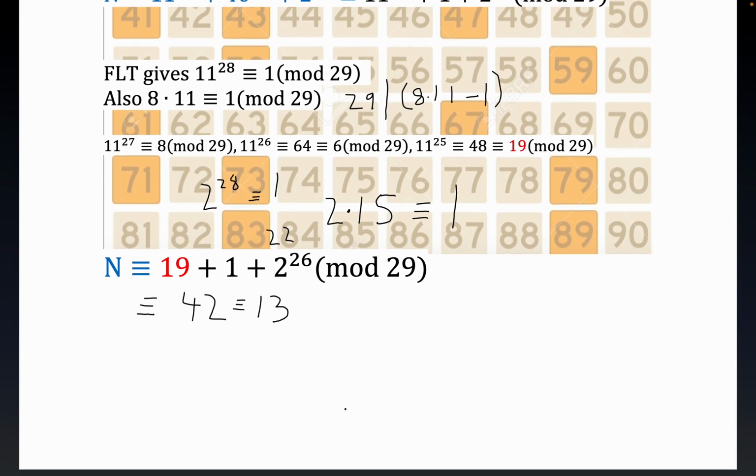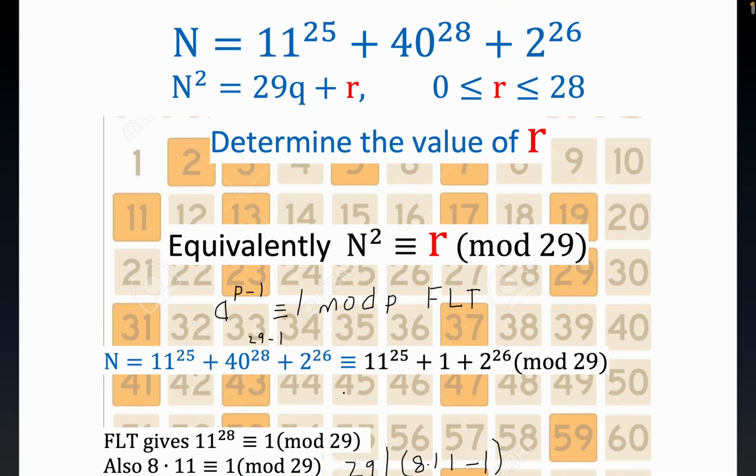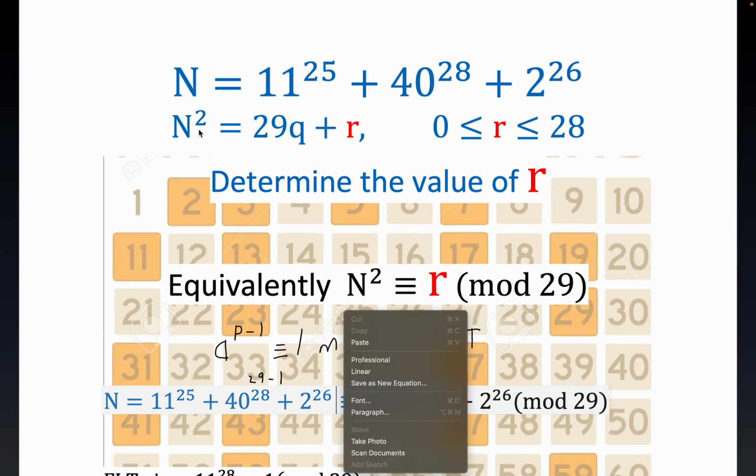Let me just write that. So we've concluded that n is congruent to 13. And again, it's understood that we're doing modulo 29. But the question is, what is n squared, right? We're looking for n squared. What is the remainder when you divide n squared by 29?